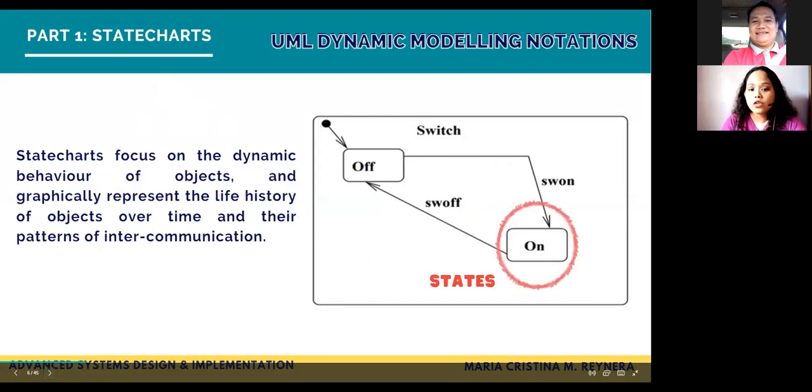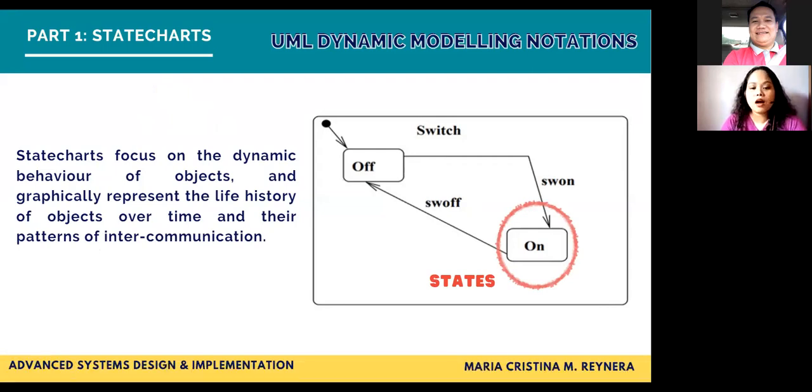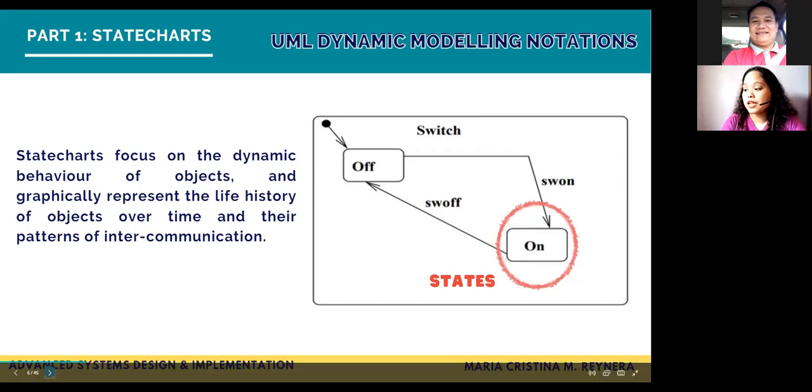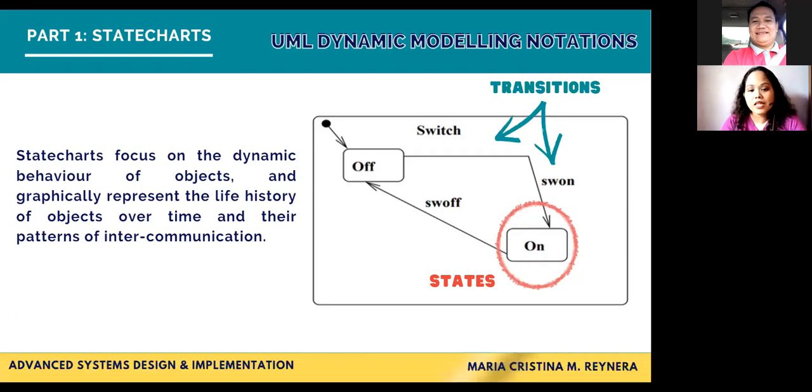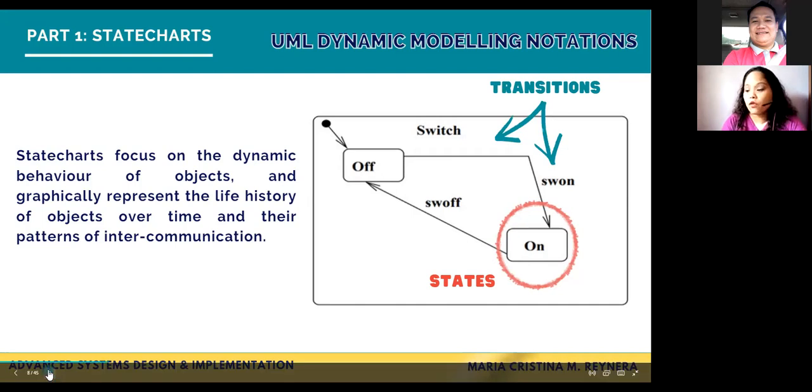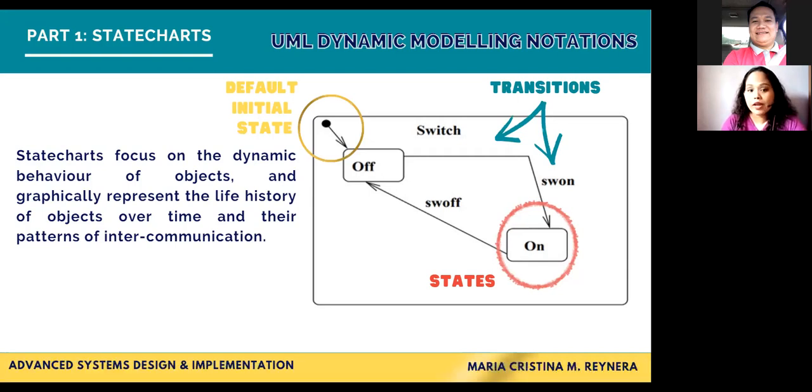The first one is the round cornered boxes that contain the state name. Technically, this will indicate if it's an on or off system. The next part that you will be able to see are the lines, what we call transitions. Transitions are the arrows from one state to another, with a target label with the event as the cause of the transition. And the last but not the least is the default initial state. As you can see, it's a bull's eye symbol. It's easy to identify, and that one is the termination of the state machine.